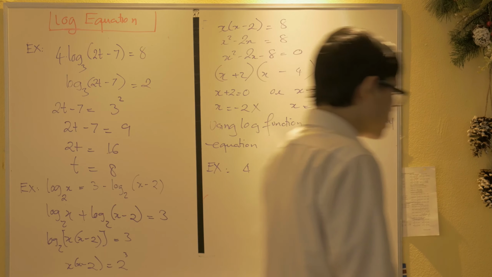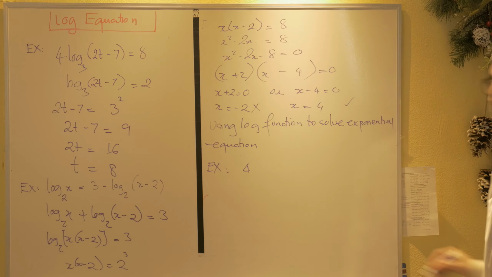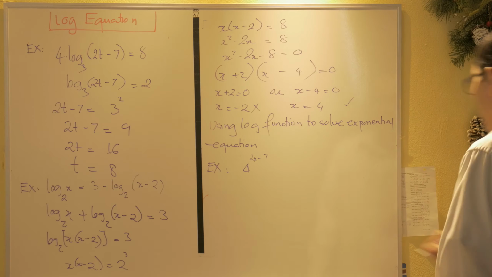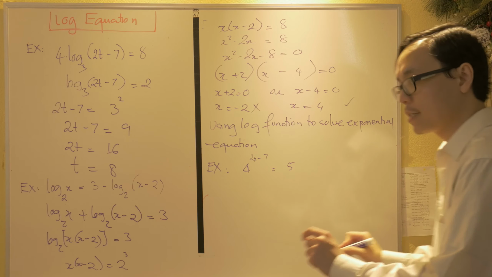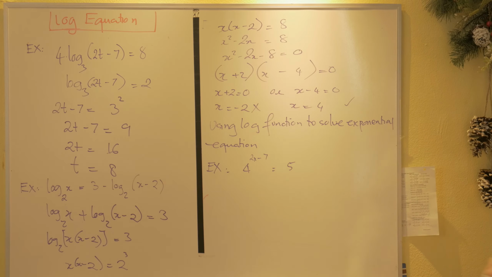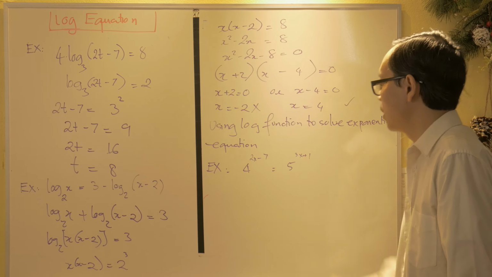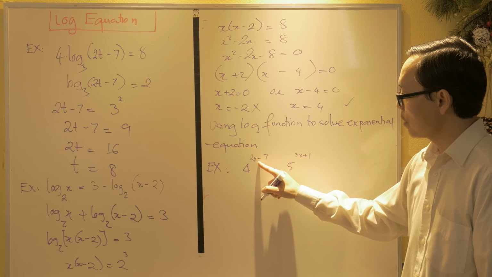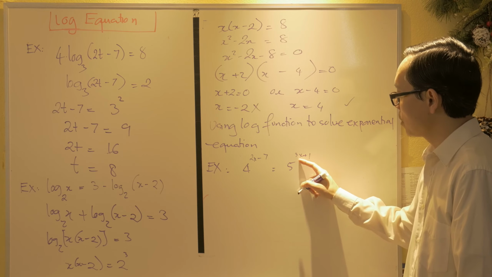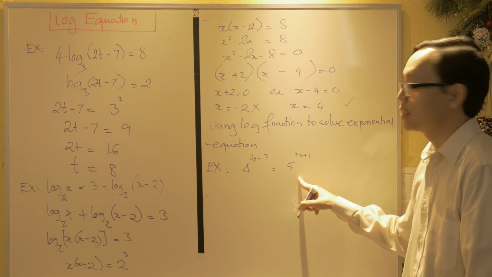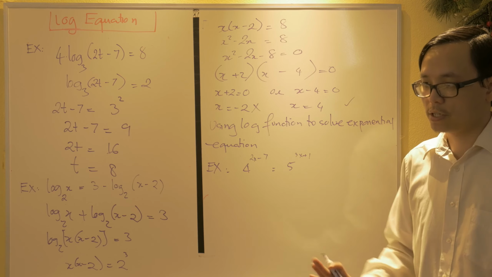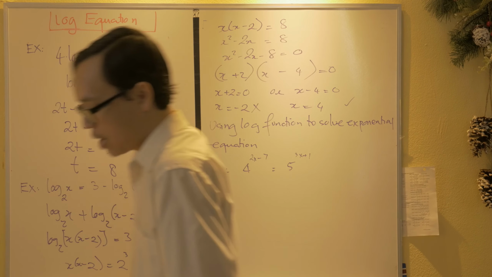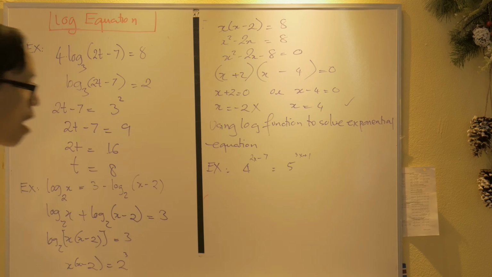I have 4 raised to the 2x minus 7 equal to 5. So this is no log, this is an exponential equation now, equal to 5 raised to the 3x plus 1. On the left-hand side, the exponent is 2x minus 7, and on the right-hand side the exponent is 3x plus 1. The base over here is 4, over here the base is 5. And there is no way we can convert it so that the bases are the same. So if you see that case, you have to use the log.